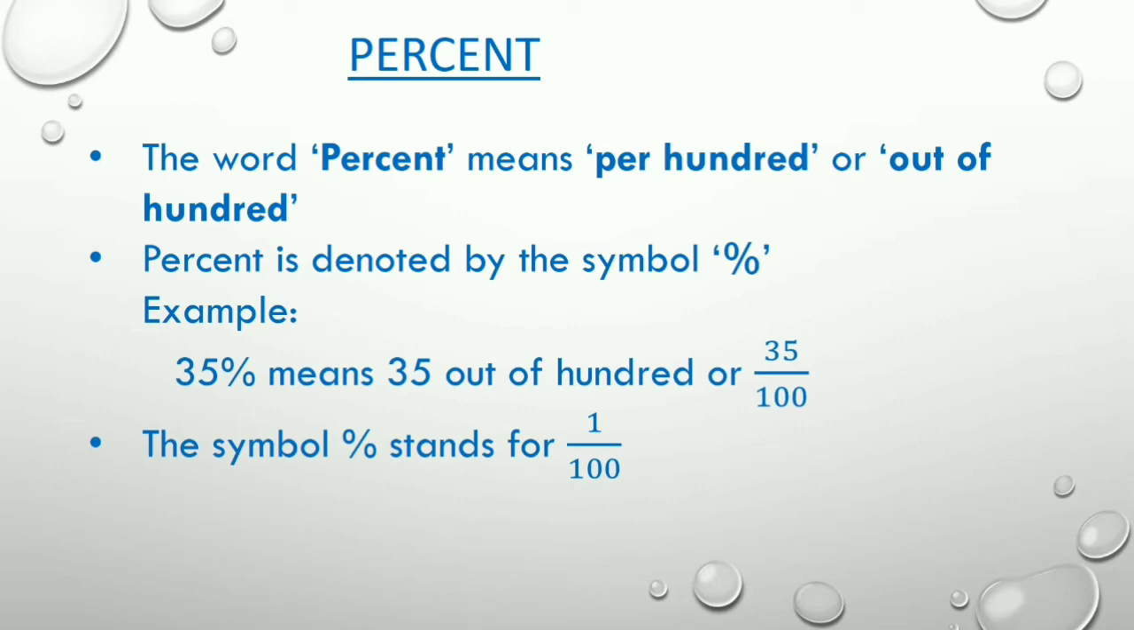The symbol used for percentage is very familiar for all of you. It is also read as percent. For example, 35% means 35 out of 100 or 35 by 100. In fact, it is a fraction with a denominator 100. The symbol percent stands for 1 by 100.